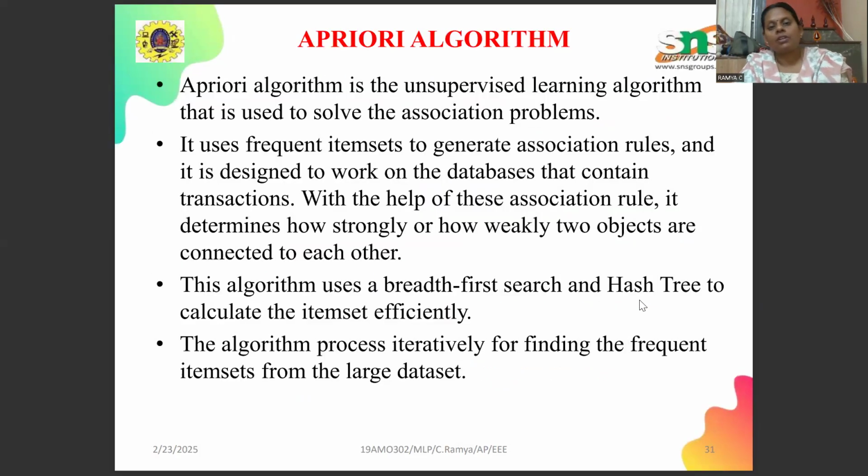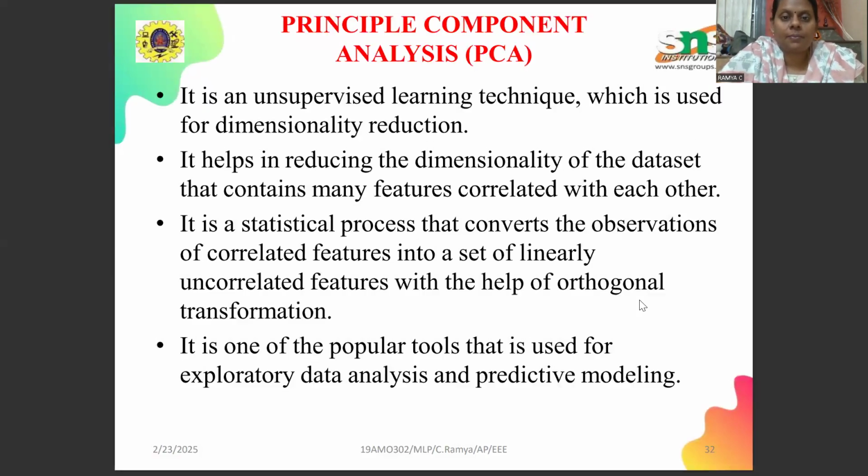The next thing is the Apriori algorithm. The Apriori algorithm is an unsupervised learning algorithm with which we can solve association problems. It uses frequent item sets to generate association rules, and it is designed to work on a database. If you want to go into detail, this algorithm uses breadth first search and also hash trees to calculate efficiency.